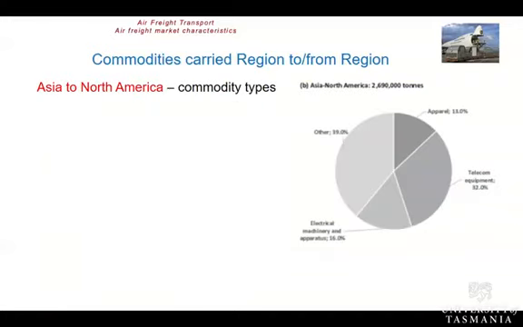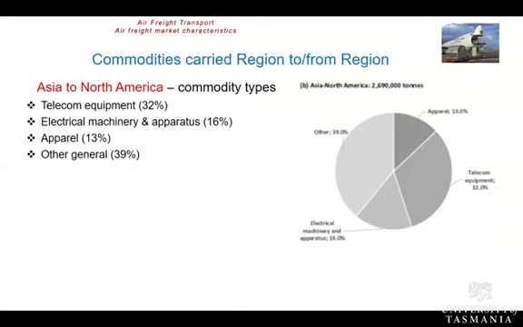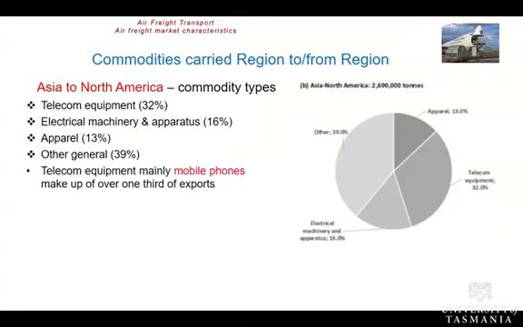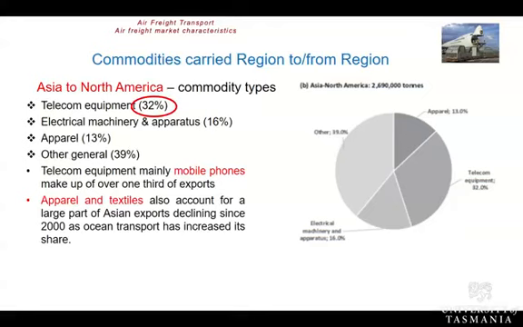If we look at Asia to North America, so we're looking at the goods going the other way, essentially that's dominated by telecom equipment, so we're talking about mobile phones in the main. So a third of everything that goes from Asia to North America is going to be in that area of mobile phones. In addition to that, the other ones that really stick out there are apparel and textiles, but that is an area that's been reducing over time.